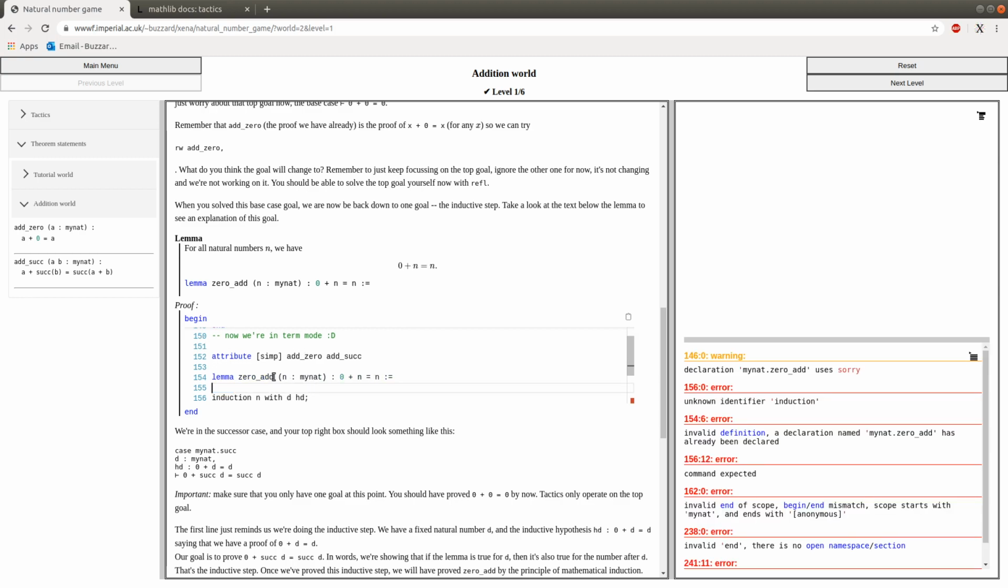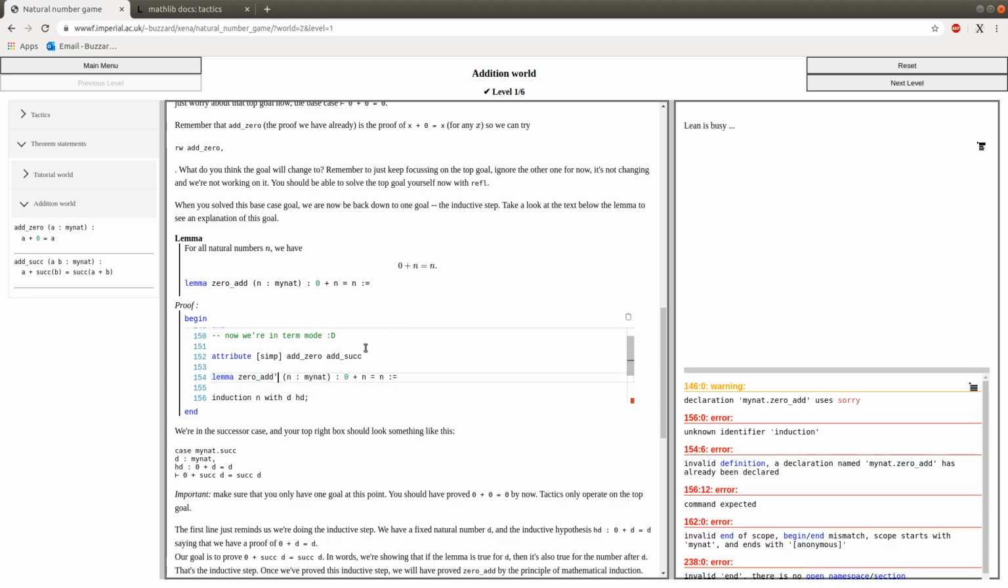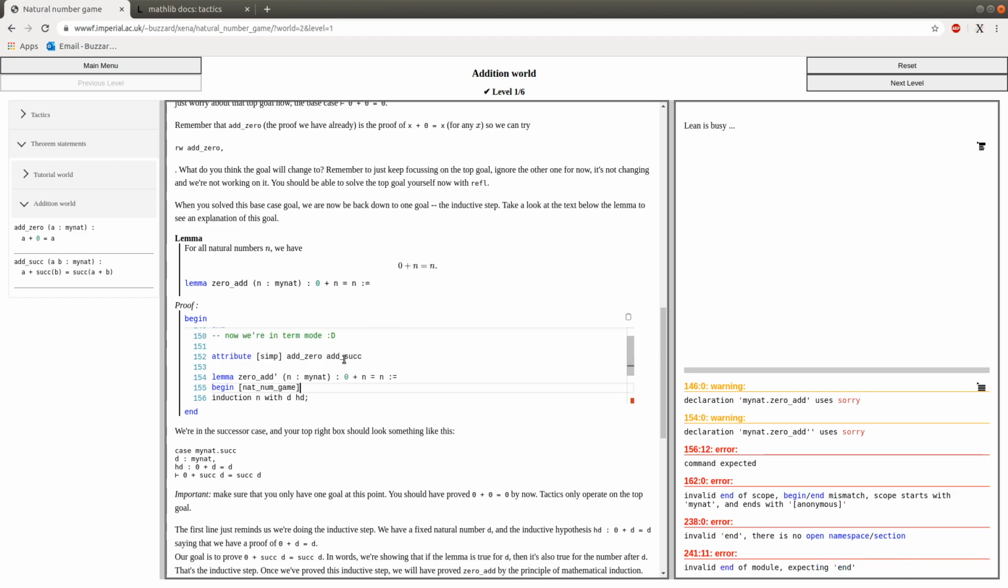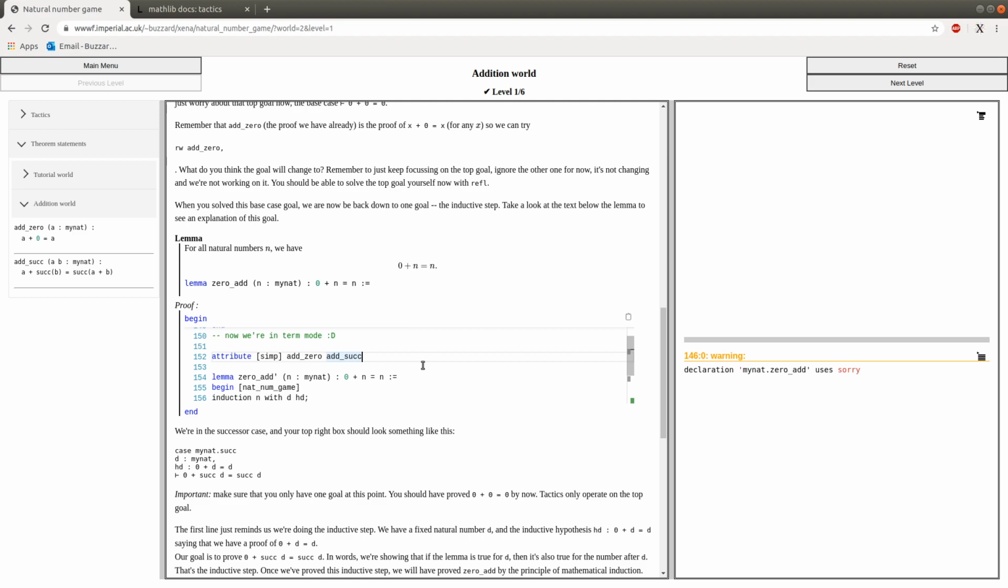Oh, it's not going to like that because we have a lemma called 0add already, so 0add primed. So now begin natural number game. There. So now we've fixed the issue about add 0 and add suck not being tagged with the simplifier.